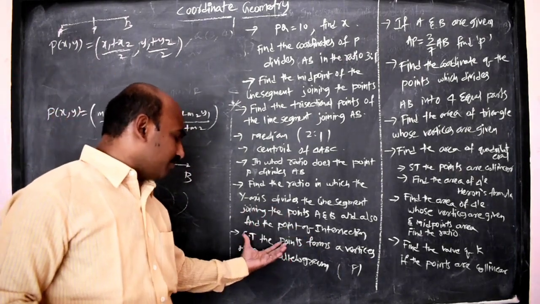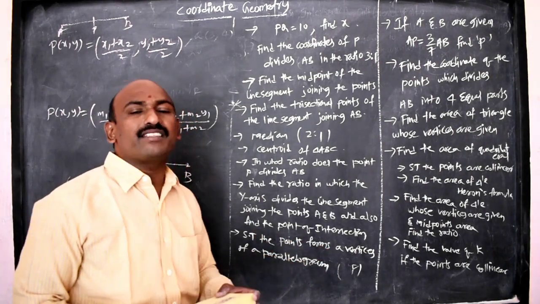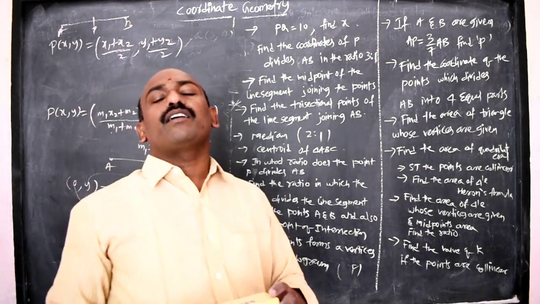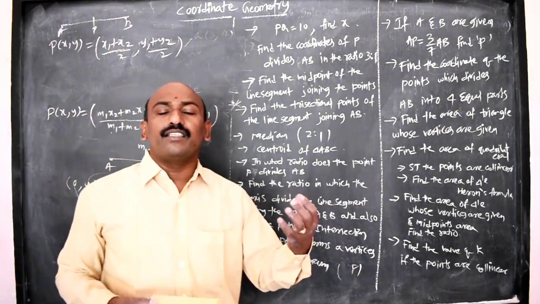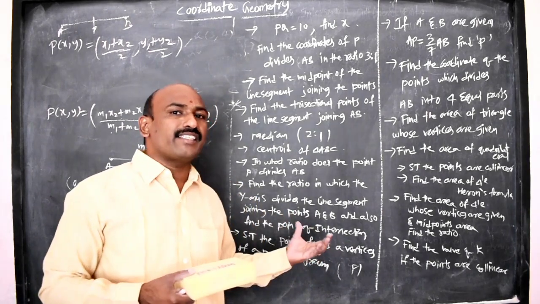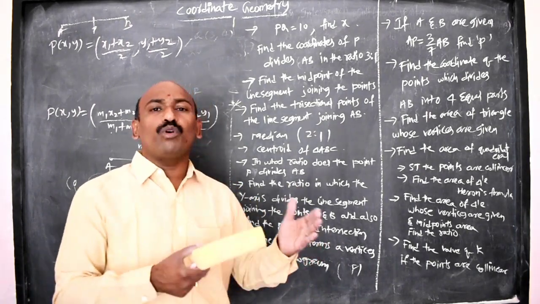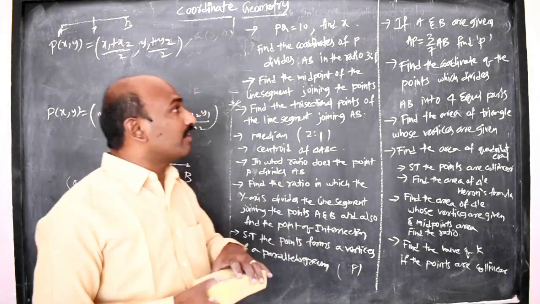And the last one is to show that the points form a parallelogram. Parallelogram means we can go for the first exercise, the distance formula, or you can go for the midpoint of the diagonals bisect each other, meaning the midpoint of AC equals the midpoint of BD. If both midpoints are equal, then we can conclude it forms a parallelogram.